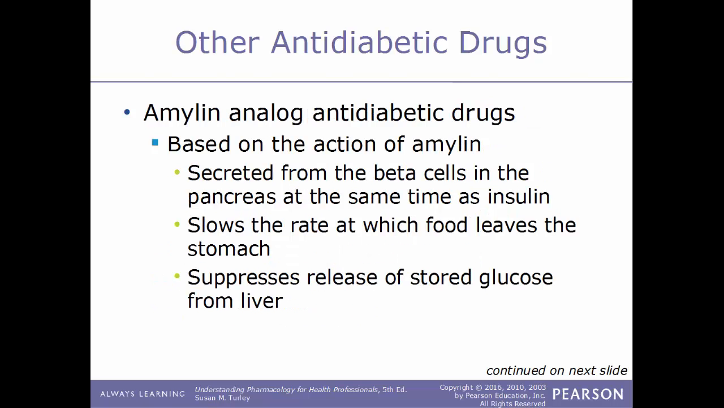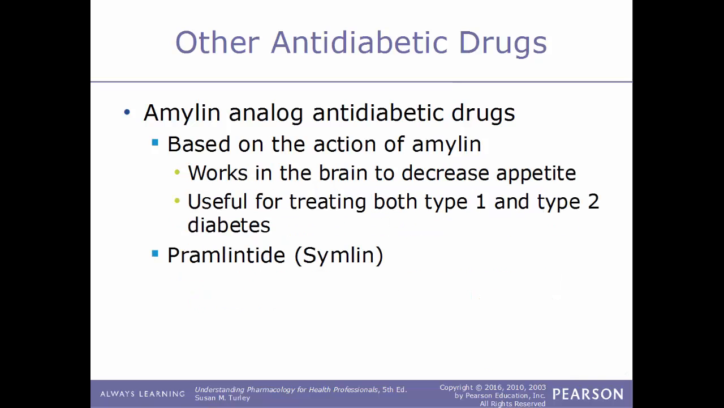Another class is amylin analog drugs. These are based on the actions of amylin. This is secreted from the beta cells of the pancreas at the same time as insulin. Amylin will slow the rate at which food leaves the stomach, and it also acts to suppress the release of stored glucose from the liver. These also work on the brain to decrease appetite. So these are useful in treating both type 1 and type 2 diabetes. An example of this kind of drug would be pramlintide, which is sold under the trade name Symlin.